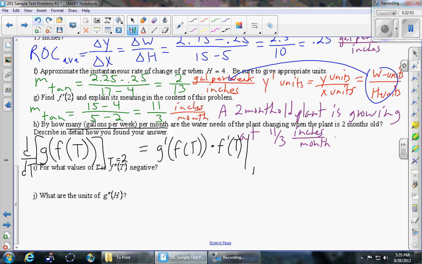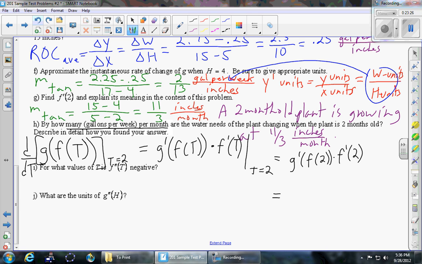And once we do that, we're going to plug in t equals 2 at the end. I just put a little vertical line there. That's a common way to say plug in some number after you've finished. So now that we've got our formula, I'm ready to make all of those t's 2's. Okay, so we need to find g prime of f of 2 times f prime of 2.